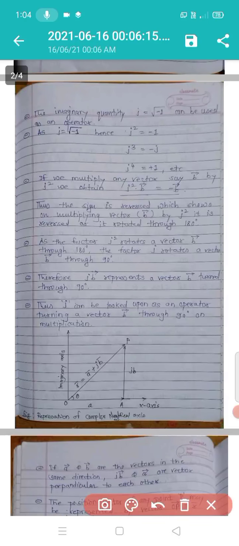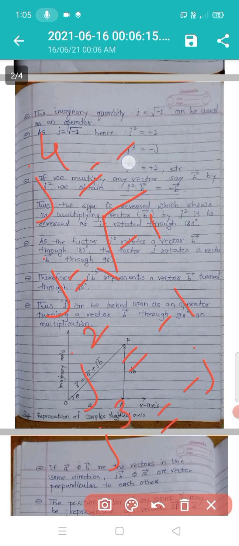The imaginary quantity j, its value is the square root of -1, can be used as an operator. j is equal to the square root of -1. It is the operator. As j has the value of the square root of -1, we get j square is -1. Further, for j cube we get minus j, and for j raised to 4 we get +1. Like that, the value of the j operator varies.